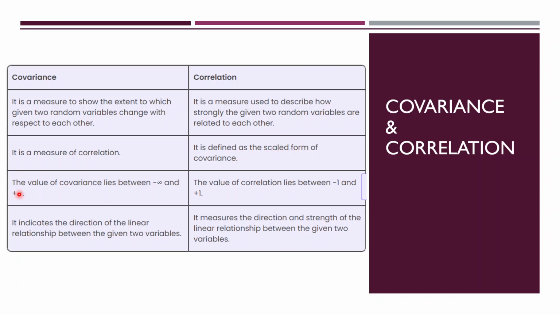No need for detail. The value of covariance can be any number between negative infinity and positive infinity, but for correlation, it's just between -1 and 1. Covariance indicates the direction of the linear relationship between the two variables, and correlation means direction and strength. So that's the important difference. Correlation gives direction and strength, but covariance is just the direction. And that's the difference between covariance and correlation.